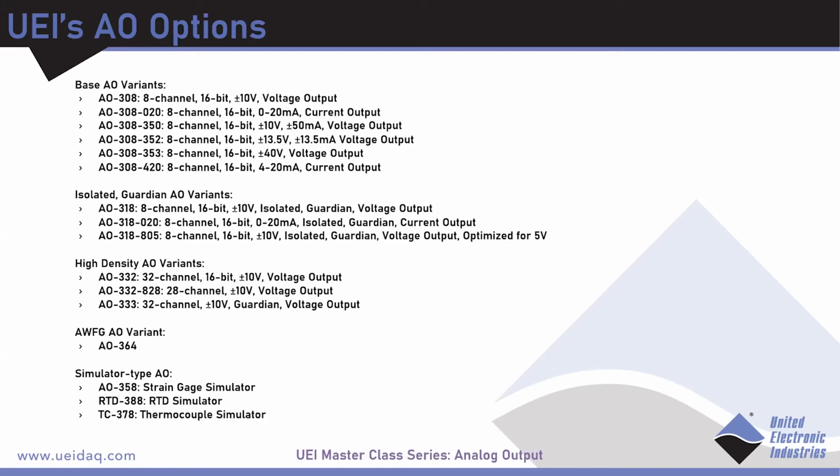We also have high-density variants, source sync variants, and of course, the star of today's show, an arbitrary waveform generator variant as well. And jumping back to what I talked about earlier, we also have simulator-type AO. For example, if you wanted to output a strain gauge, or take the characteristics of different RTDs or thermocouples, you can also do that using those 300 series boards.